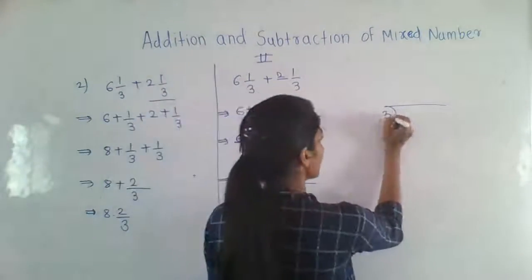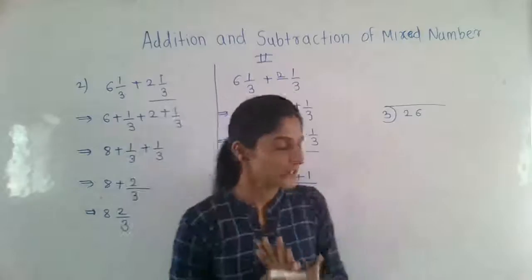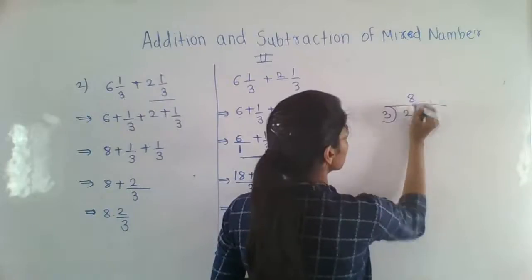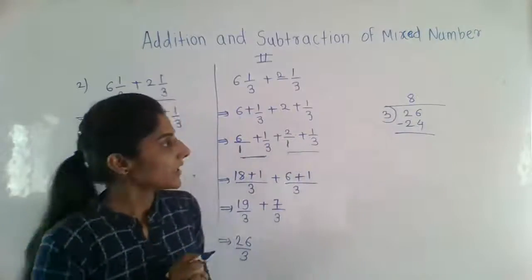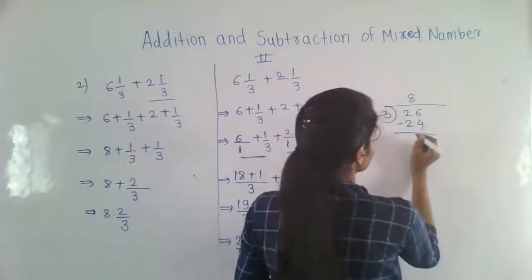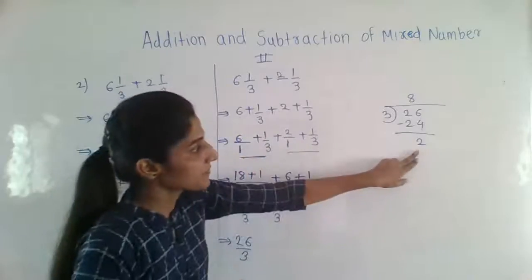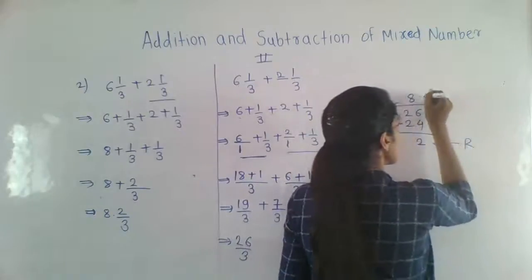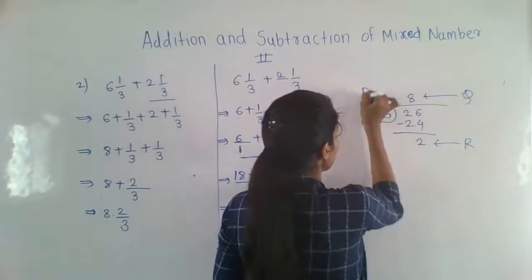So let's see how we can do it. 3 divides 26. How can we write this? 3 eights are 24. Understand? Now subtract this number. Our remainder is 2. Sorry, that is our quotient, and that is our divisor.